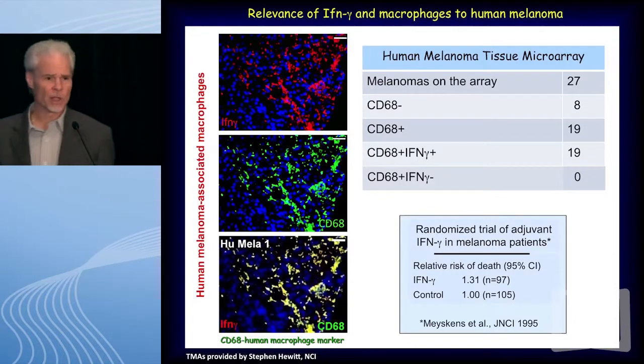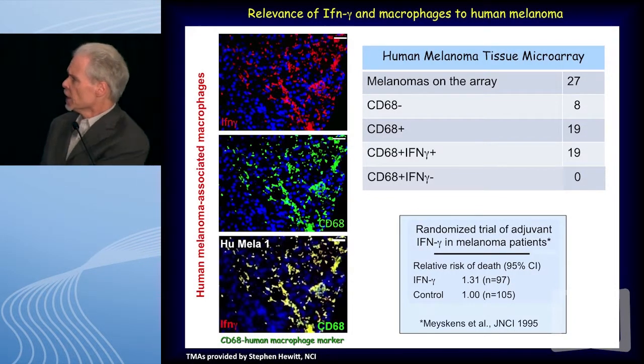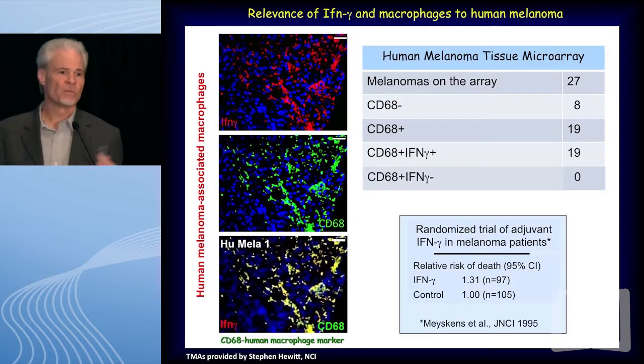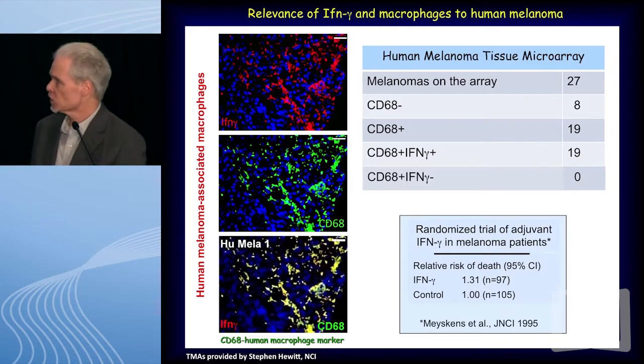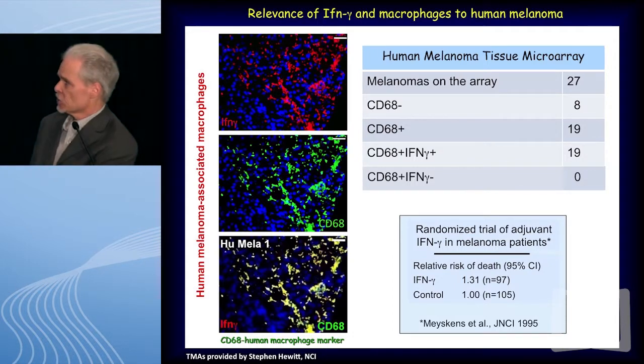And does it have relevance to human disease? Here's some tissue microarrays. We looked at 27. We found that 70% of the human melanomas were very rich in macrophages based on CD68 positivity, and all of those were associated with an interferon gamma signal. As you can see here, here's interferon gamma, here's CD68, and here's the composite, the merge.